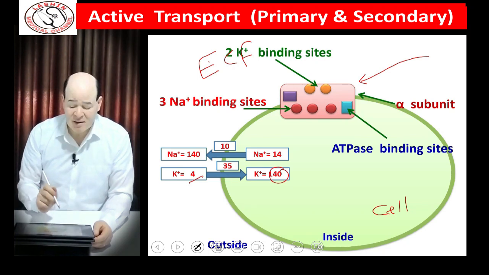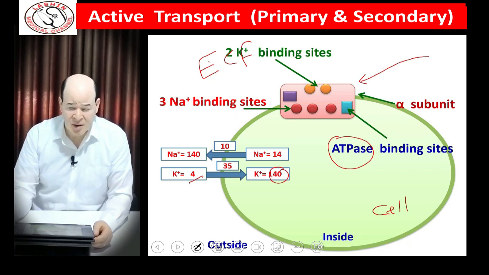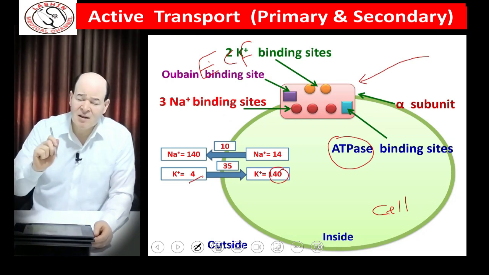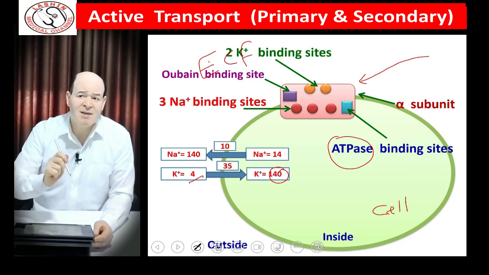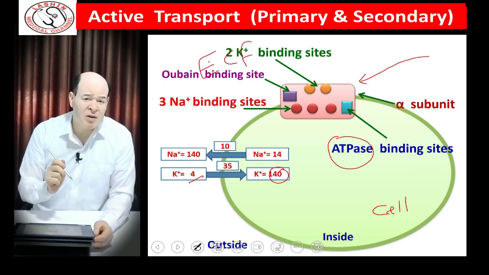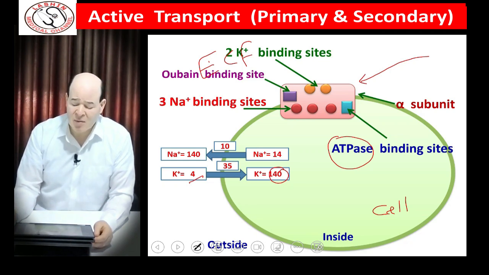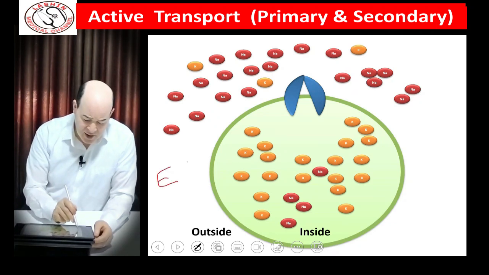Then it has an ATPase binding site which binds a molecule of ATP and produces energy. Then it has a binding site for ouabain, a regulating site which, when bound to ouabain or similar drugs, works to regulate the pump activity, which is helpful in treating cardiac muscle abnormality. This is the inside of the cell. This is the extracellular fluid.